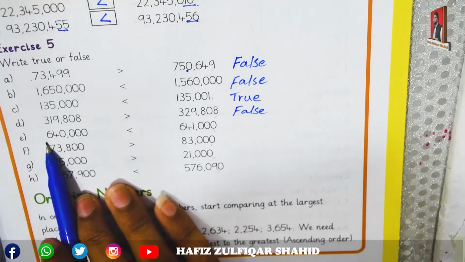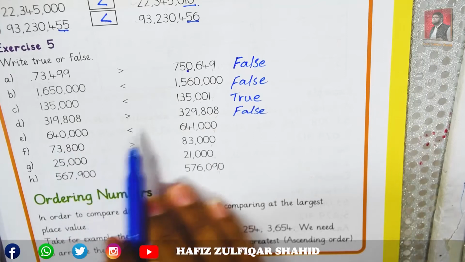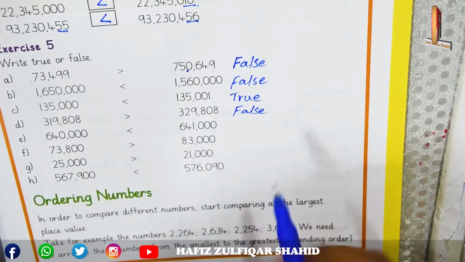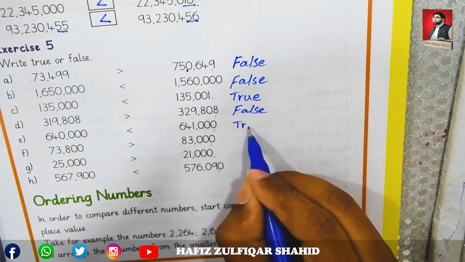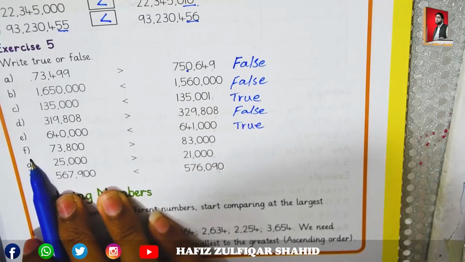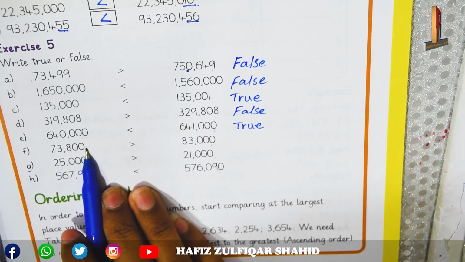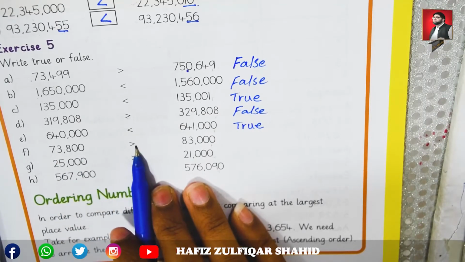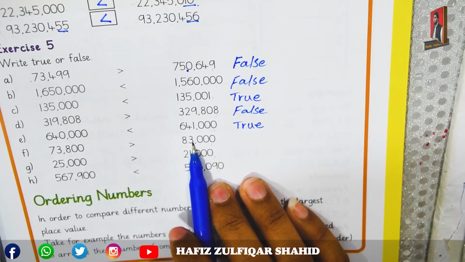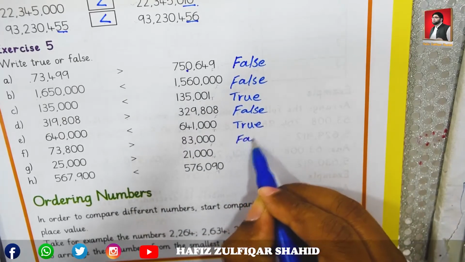The next one is 640,000 is less than 641,000. True? Yes, this is true information. Next is 73,800 is greater than 83,000. False.